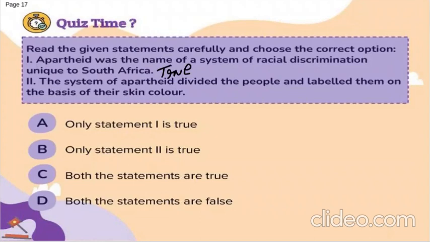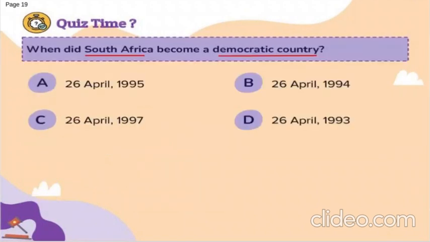Next one. The system of apartheid divided the people and labeled them on the basis of skin color. Right, that is also true, correct? Blacks and whites were separated. So what will be the right answer? C will be the right answer. Both statements are true.